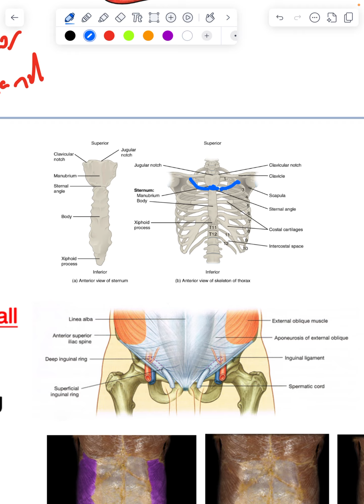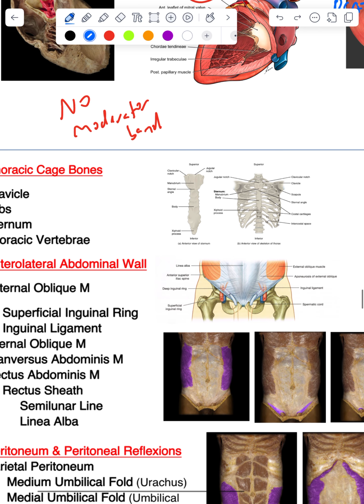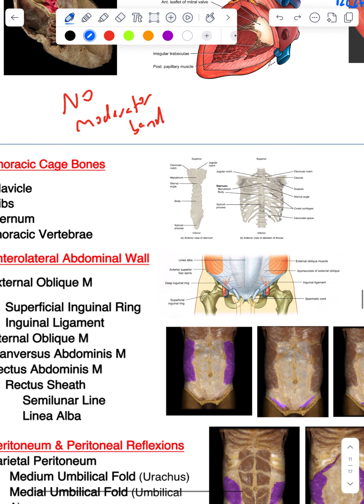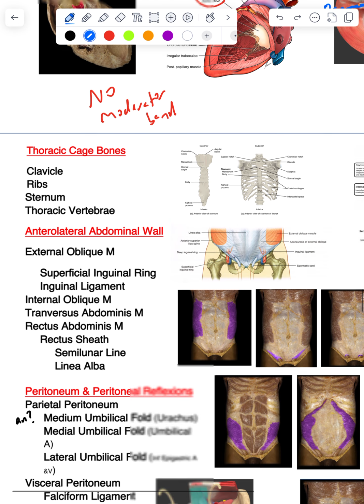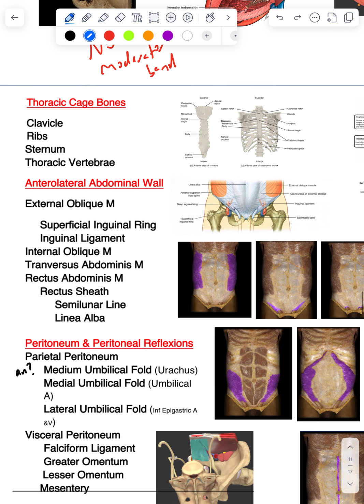And remember, everything above this is going to be superior mediastinum. Everything below is inferior mediastinum. She also has ribs. I hope by now we know what ribs are. And thoracic vertebra. So I don't think she'll ask about any of those.